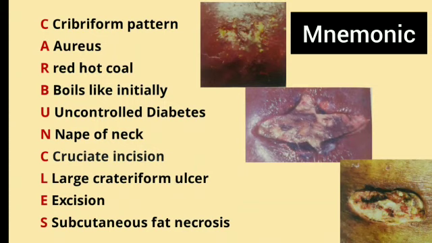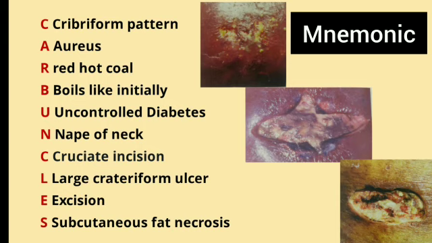So that's it guys, it's a very short topic but important as a short note. So here is a mnemonic to remember carbuncle better. The mnemonic is carbuncles with a S. So C for cribriform pattern. So we discussed what is a cribriform pattern. The multiple abscesses opening to the exterior and giving a sieve-like opening pattern which is called cribriform pattern. A for aureus, that is Staphylococcus aureus, which is the pathogen responsible.